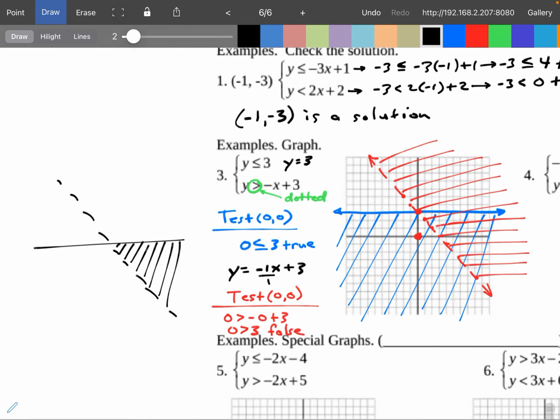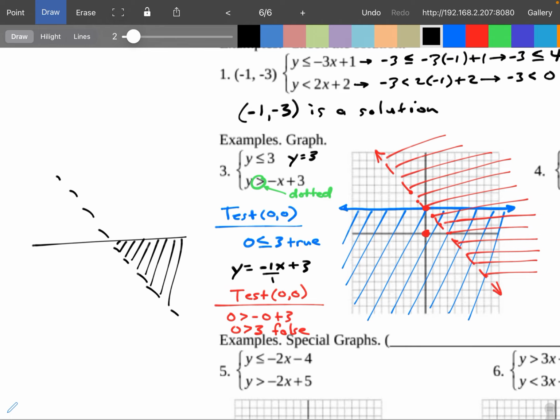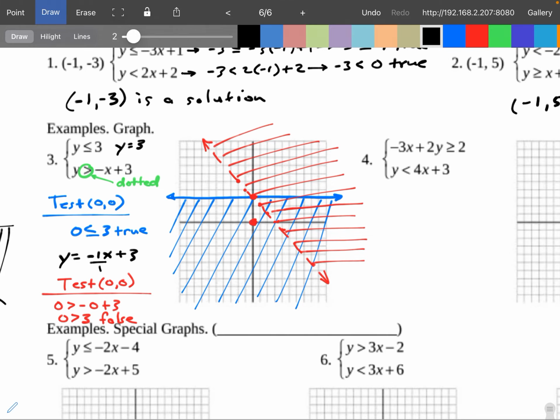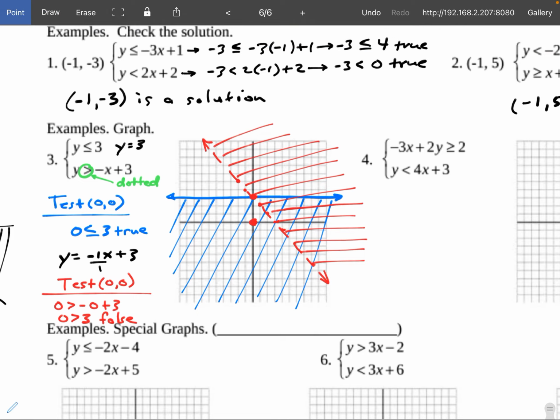So let me draw you a little sketch of that to the side. Sometimes this helps. Let's see, what did this look like? A solid and a dotted. Okay, so what you had here is you had something like this. You had a solid line, and then you had a dotted line. And then the double shaded part ended up in here, right? So that's really where your solution is. That makes sense to you guys?